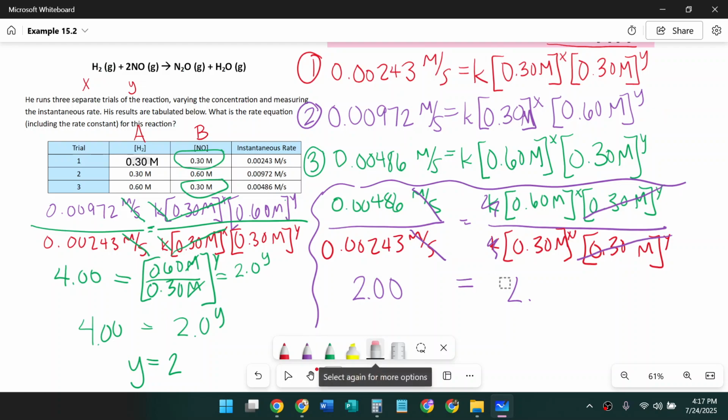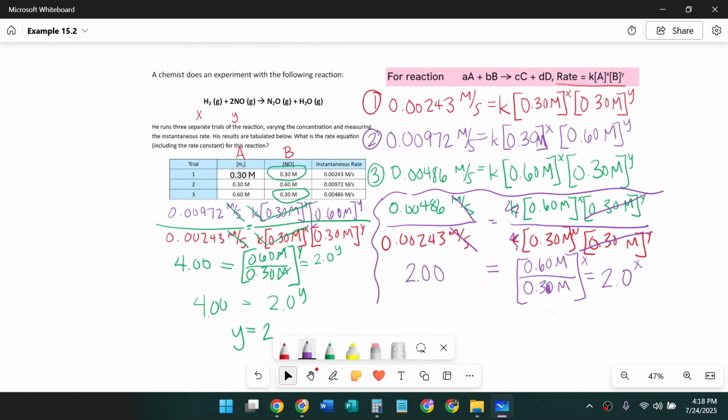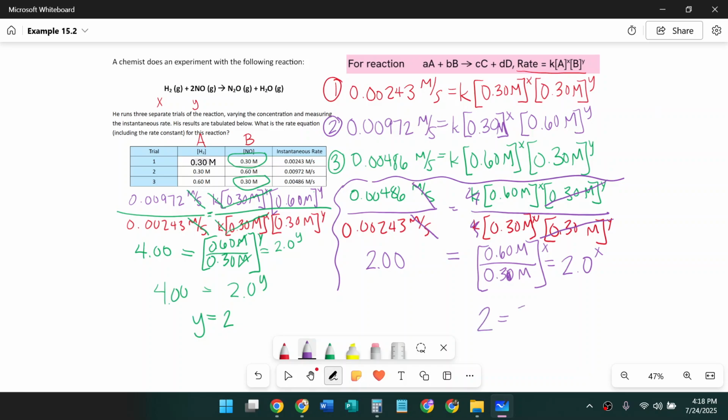Actually, before I write that, let me point out what I did here. You can probably tell, but I took my numbers, combined them in one fraction, and then raised that whole fraction to the x, which gave me 2. But I'm going to write 2.0 because we have 2 significant figures on the top and 2 on the bottom. And if you think about this without those significant figures, 2 equals 2 to the x, what must x be? x must be 1. So x equals 1.